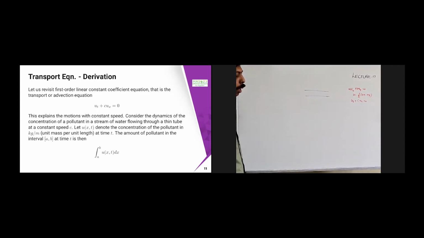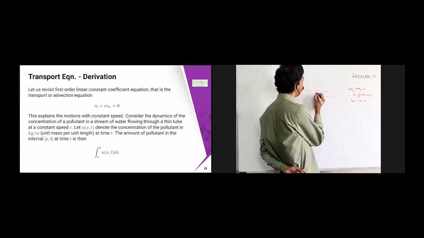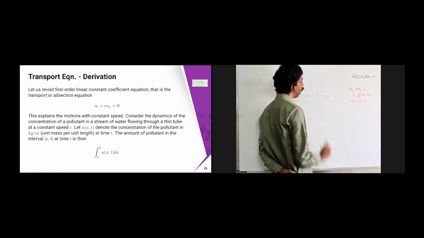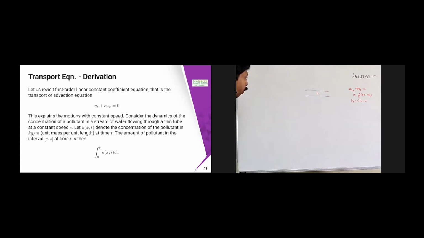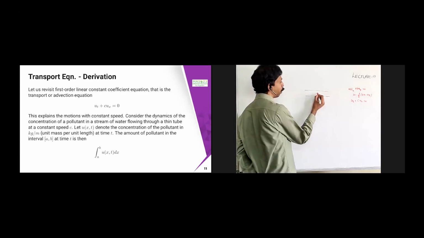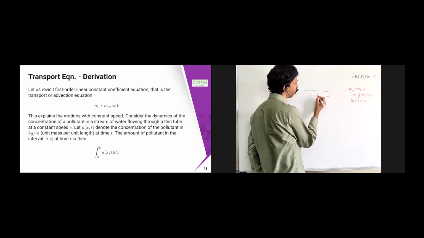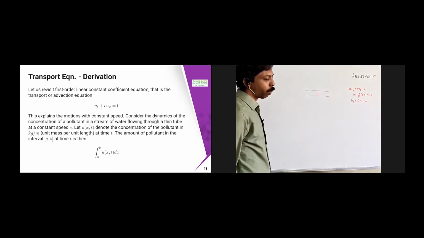So consider the dynamics of the concentration of a pollutant in a stream of water flowing through a thin tube. For example, you can see that a small ant is going to flow across the river, as the fluid goes across the river. You can consider the ant as a pollutant particle, either air pollution or water pollution. Some particle is going to be there in the flow of the river or the flow of the air. So a small concentration is there.